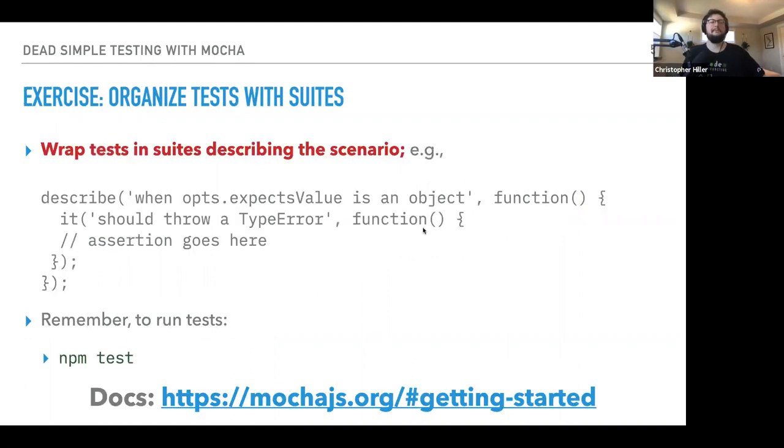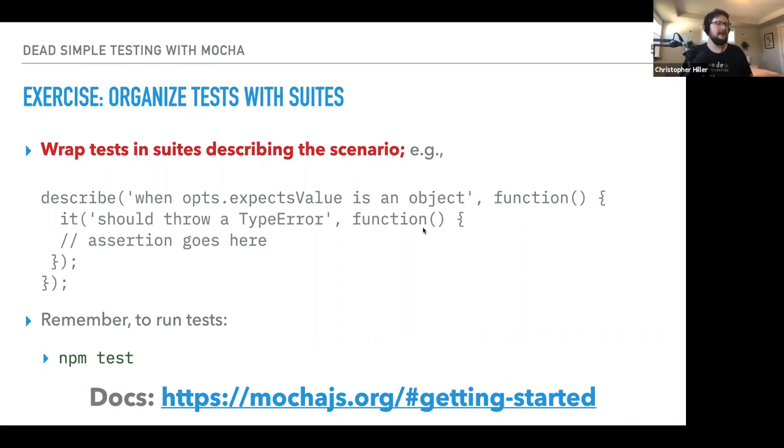So what we want to do is organize our tests using these suites. And we want to wrap the tests in suites describing the scenario. So for example, the first one might look like this. Our scenario is when opts.expects value is an object, it should throw a type error. And the assertion is the same assertion we used before. And again, the body contains a test. We can just use the test we used before.